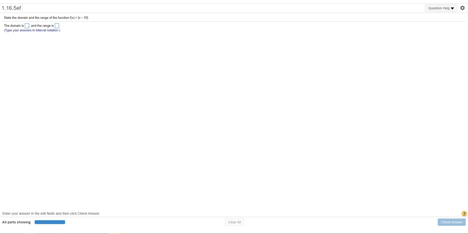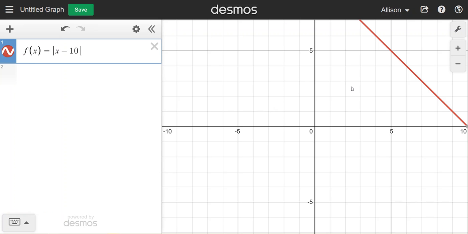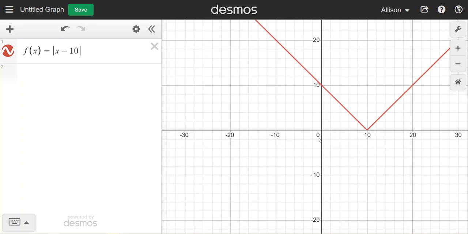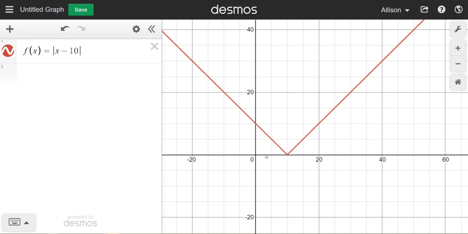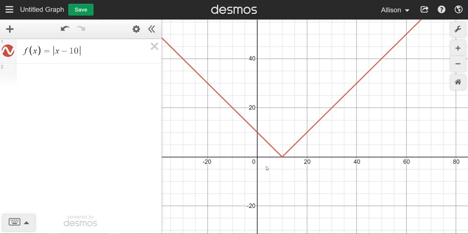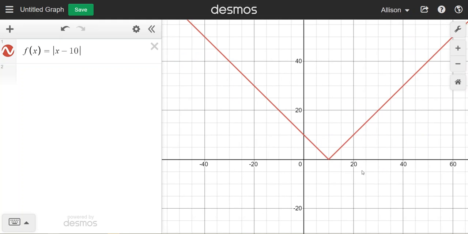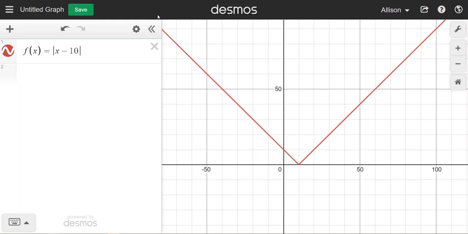So I've typed the function over here in Desmos. And I'm going to scroll out. This is just the default window here. Now the domain is a sense of what input values, what x values are allowed into the function. And so I can see that this graph is stretching wide, both left and right, and there are no gaps or jumps where there are x values that are excluded.